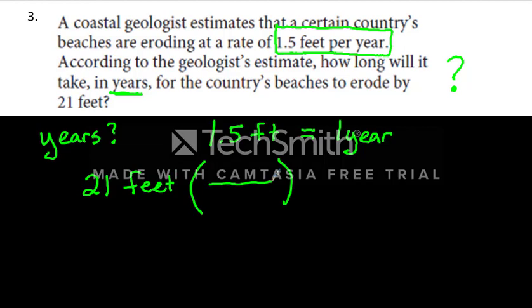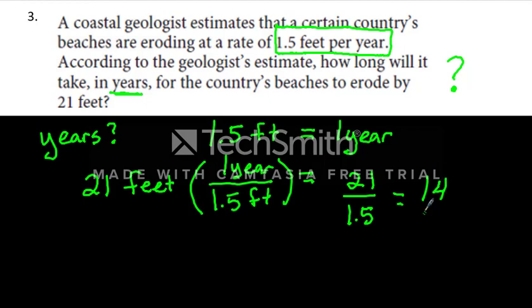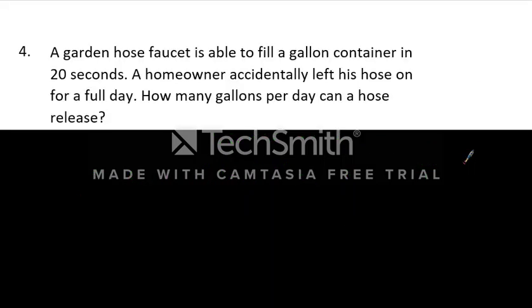How long would it take? Well, it says it's 1.5 feet for every 1 year. Right? So what does that mean? 21 times 1 divided by 1.5, or 21 divided by 1.5, tells me that it would take 14 years. And that is all she wrote on that.